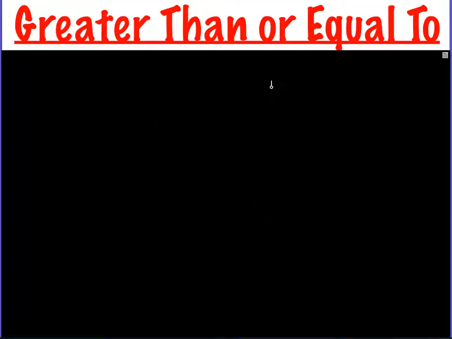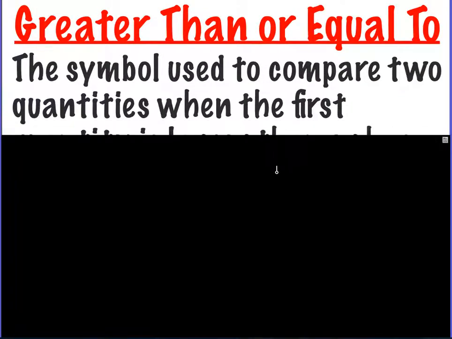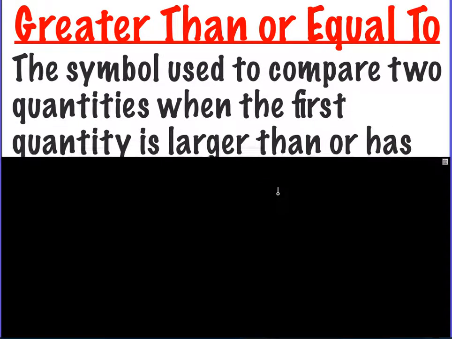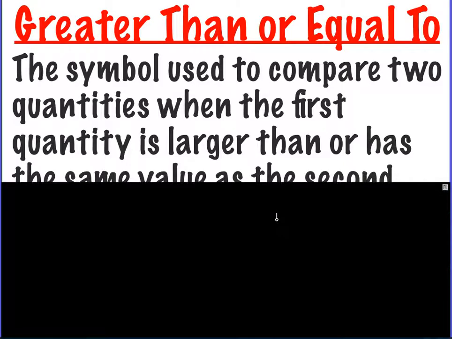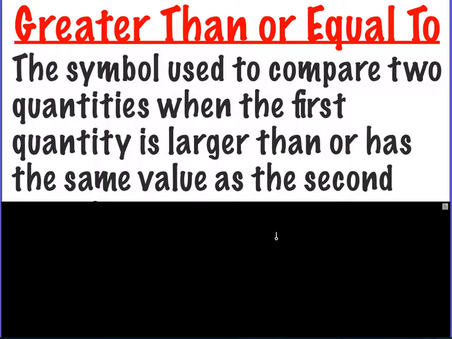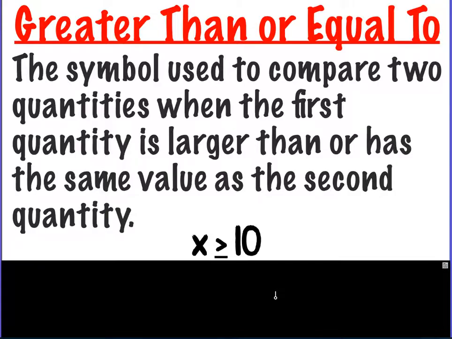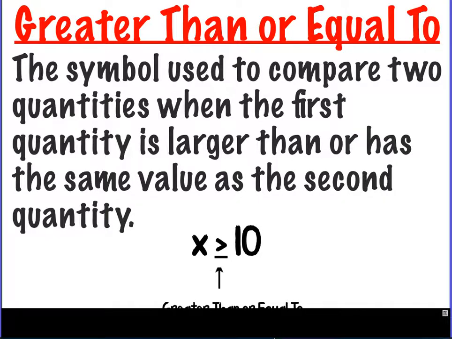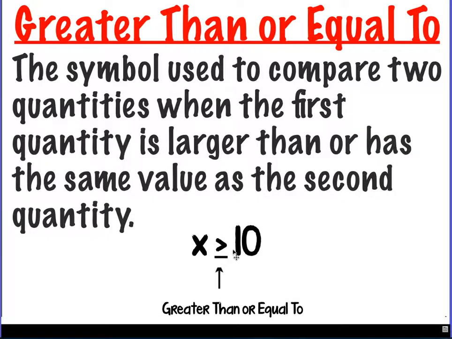Next, we have greater than or equal to. Once again, it's a symbol used to compare two quantities when the first quantity is larger than, but now it also could be the same value as the second quantity. So for example, in this case, x can be greater than or equal to 10. So x could be 10, or it could be anything that's larger than 10.